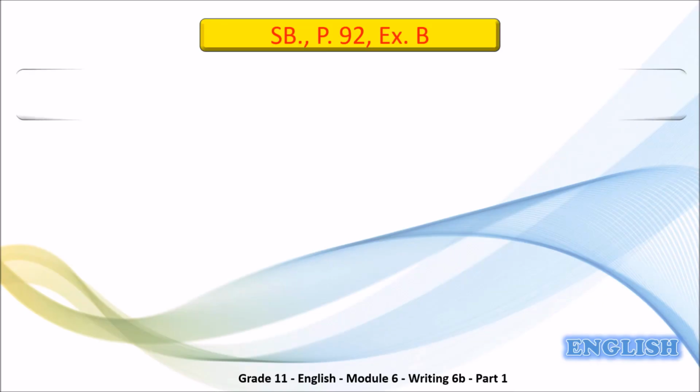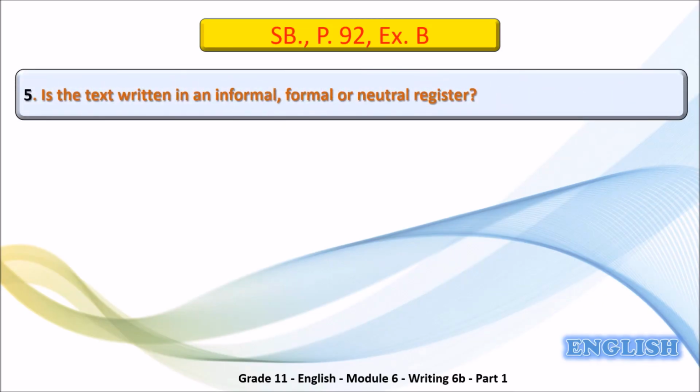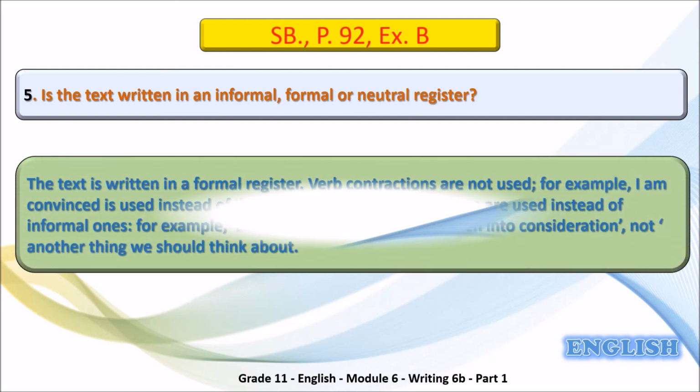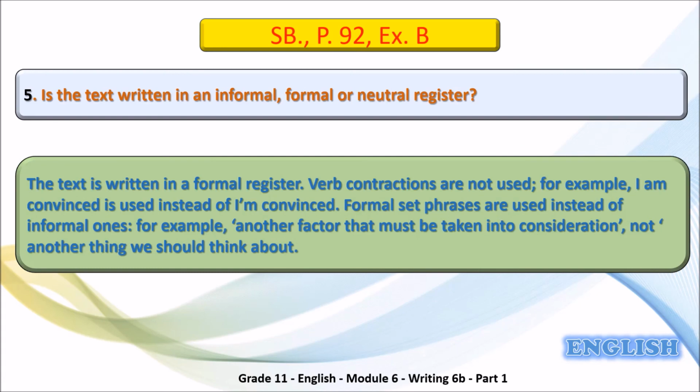The last question. Is the text written in an informal, formal, or neutral register? The answer is the text is written in a formal register. Verb contractions are not used. For example, I am convinced is used instead of I'm convinced. Formal set phrases are used instead of informal ones. For example, another factor that must be taken into consideration, not another thing we should think about.